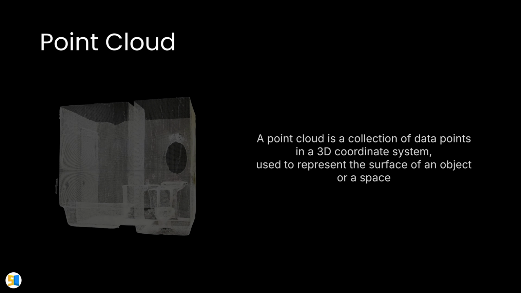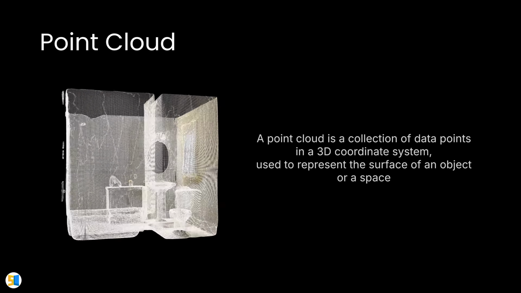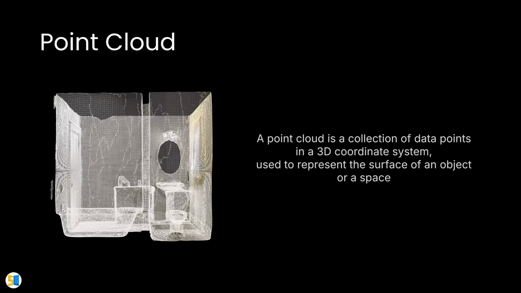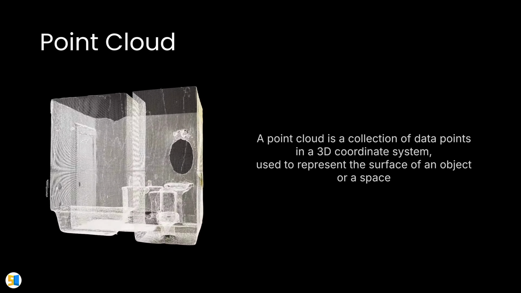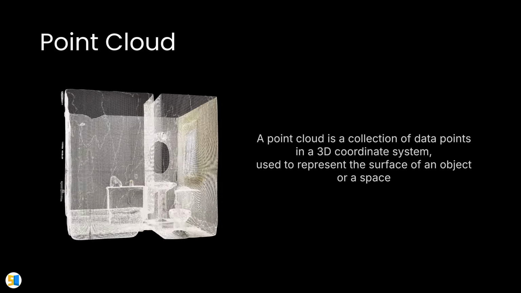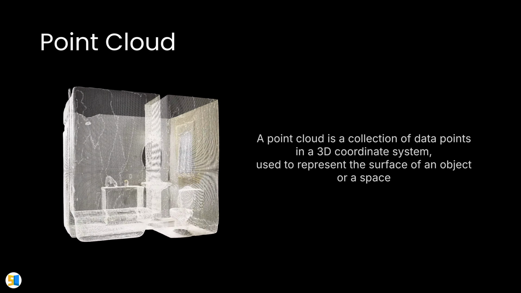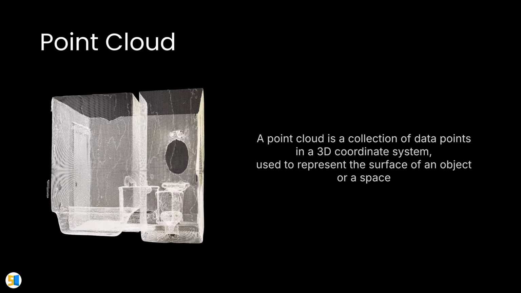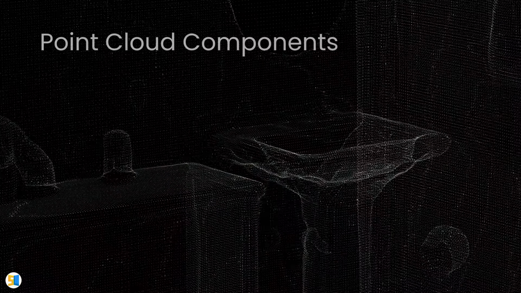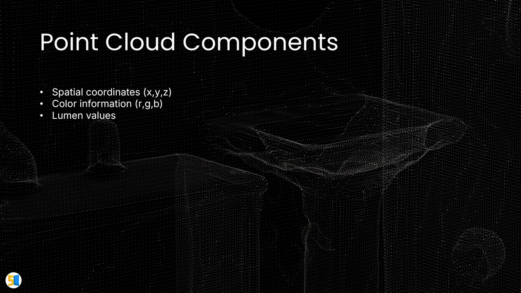What is a point cloud? A point cloud is a collection of data points in a 3D coordinate system used to represent the surface of an object or a space. On the left side, I have a point cloud of a bathroom. The collection of data points shapes into a 3D representation of a bathroom. Point cloud data can consist of spatial coordinates like X, Y, and Z, color information if the scanner can capture color in RGB format, and the intensity of the light, or lumen values.